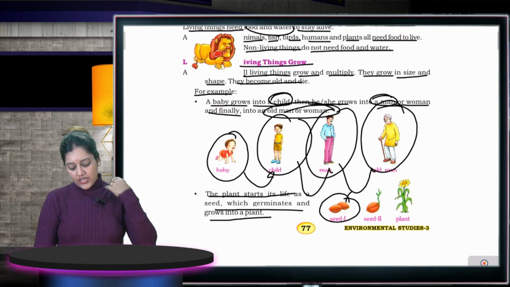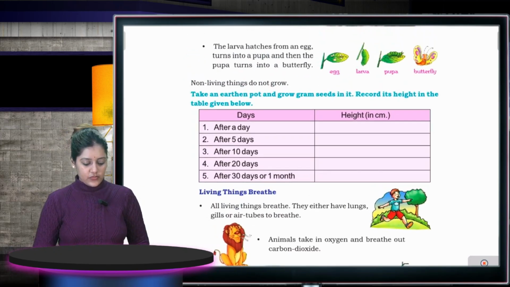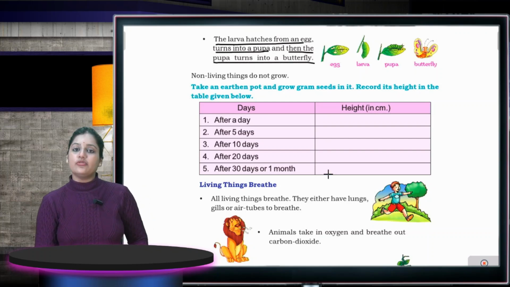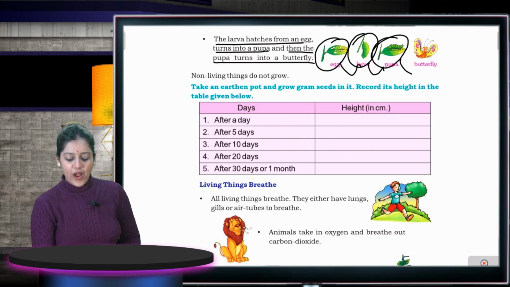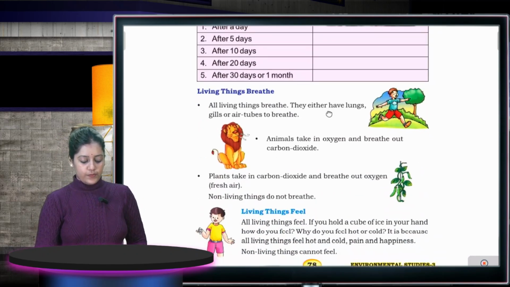So this is a seed, this is a seedling and this is finally a plant. Next, the larva hatches from an egg, turns into a pupa and then the pupa turns into a butterfly. So these are eggs, these change into larva, this changes into pupa and finally into a butterfly. Non-living things do not grow.